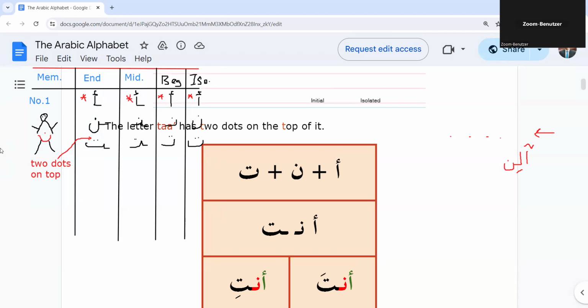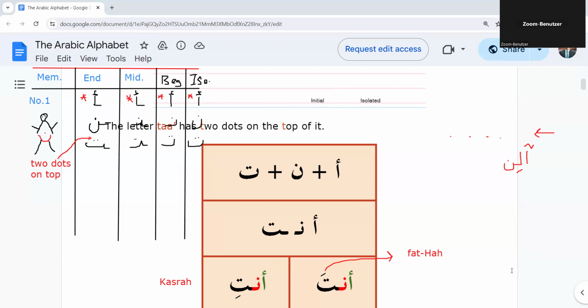So these are the first two short vowels that we will learn together. We have the fatha and the kasra. The fatha is above the letter, and the kasra is below the letter. The fatha makes you say a, and the kasra lets you say e. So anta and anti. Anta is you for masculine, and anti is you for feminine.